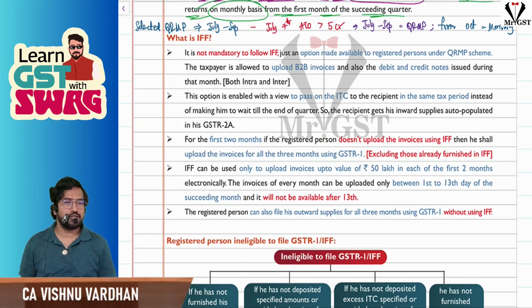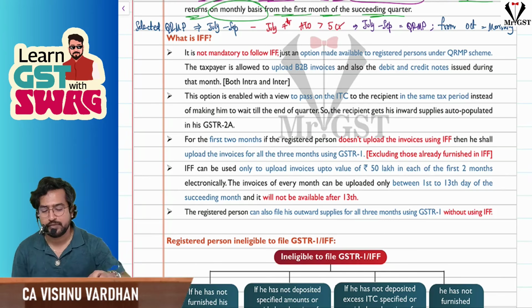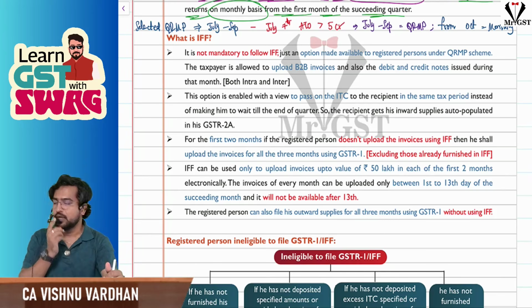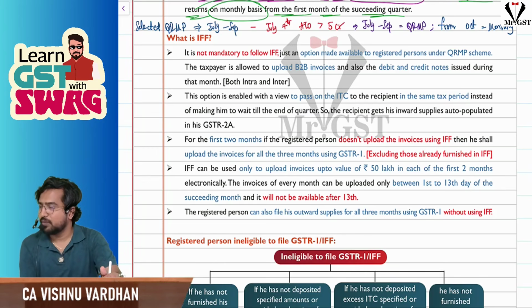Shall we continue? Done the copy? Understood, to the extent what we have discussed. Next, what is IFF, we have also discussed, correct? You have read also already, right? So IFF, is it mandatory to follow IFF? No, sir, it is not mandatory.